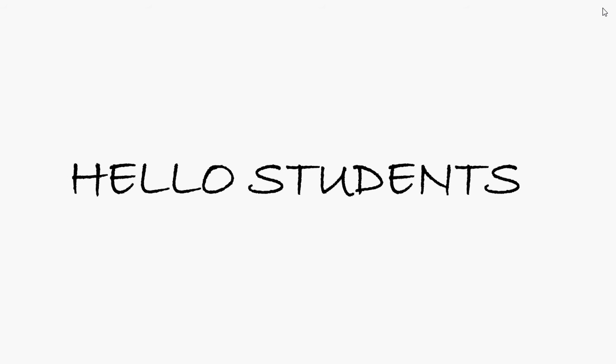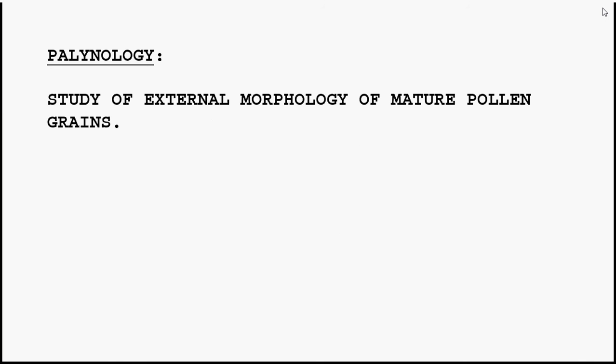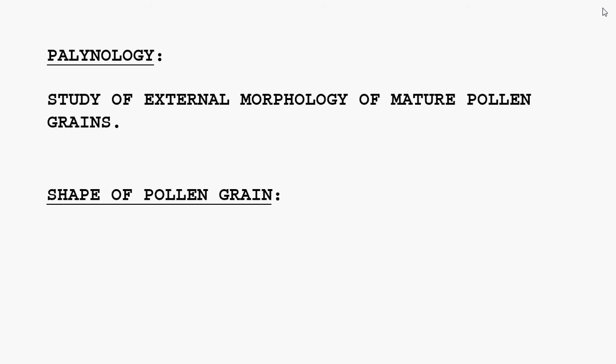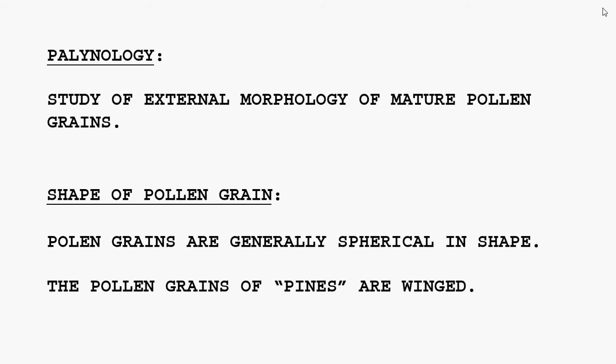Hello students, today we are going to discuss one more concept from sexual reproduction in angiosperms. The concept is structure of pollen grain. The study of external morphology of mature pollen grain is called palynology. Shape of pollen grain. Pollen grains are generally spherical in shape, whereas the pollen grains of pines are wing-shaped.